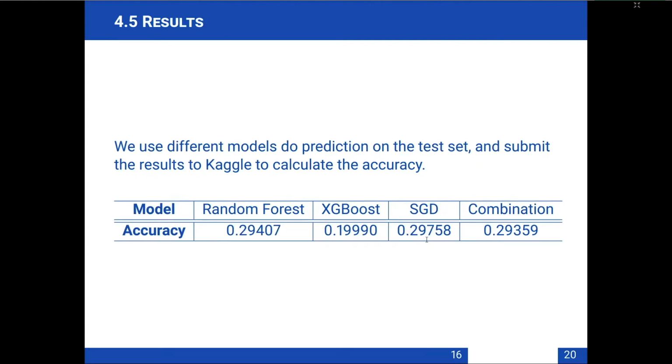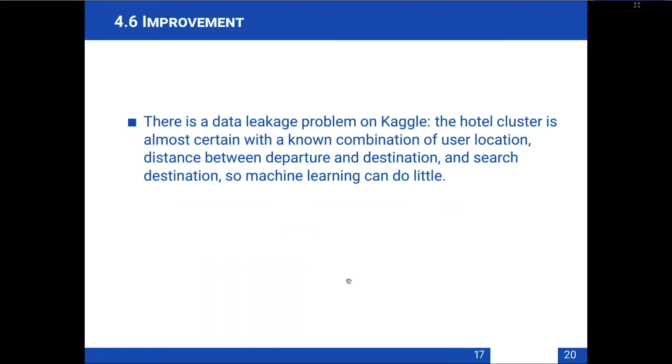We use different models to do prediction on the test set and submit the results to Kaggle to calculate the accuracy. As we can see, random forest and SGD have higher scores, and using combination did not bring a real improvement. The reason is we just use a very simple combination method, and the score of XGBoost is low. And there are several ways we can improve our model.